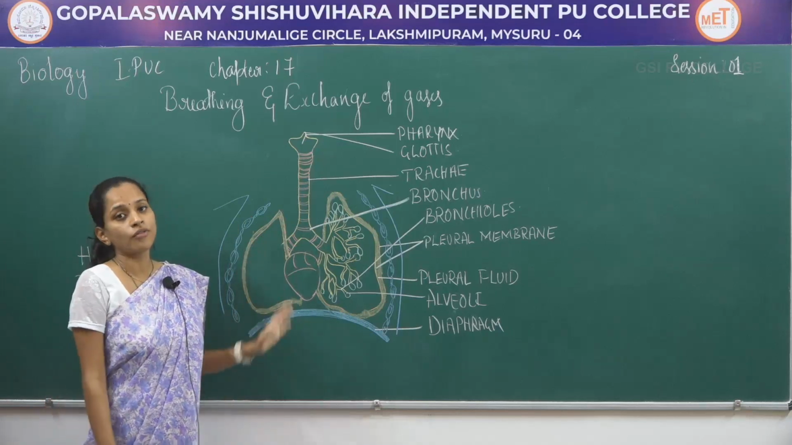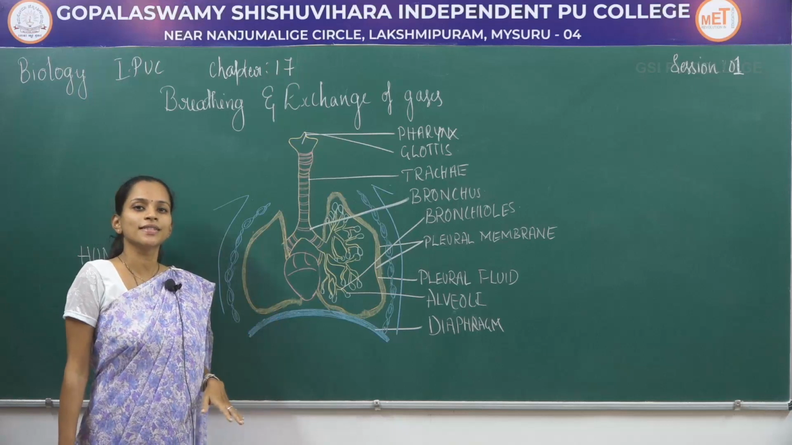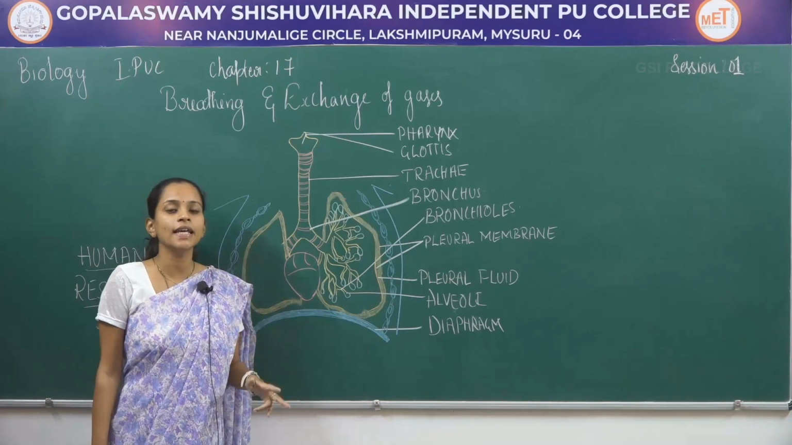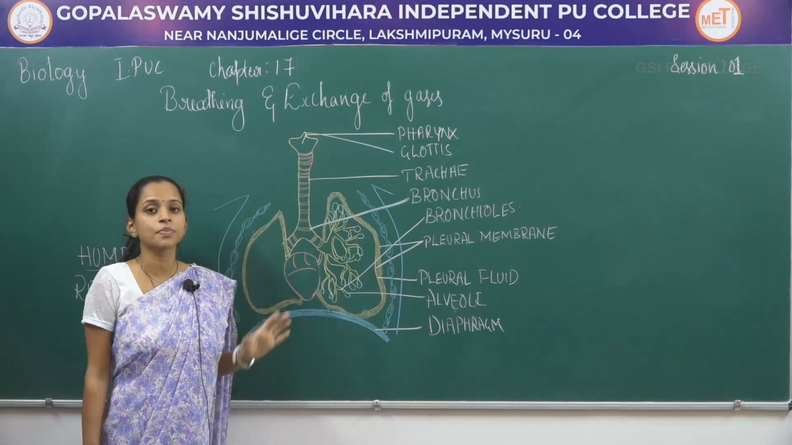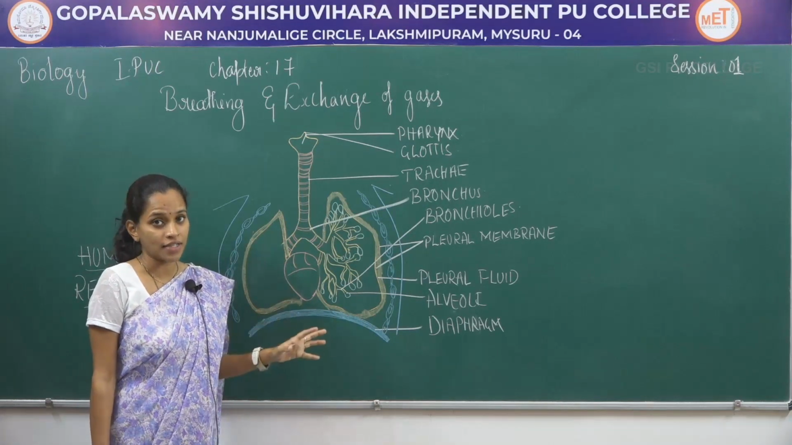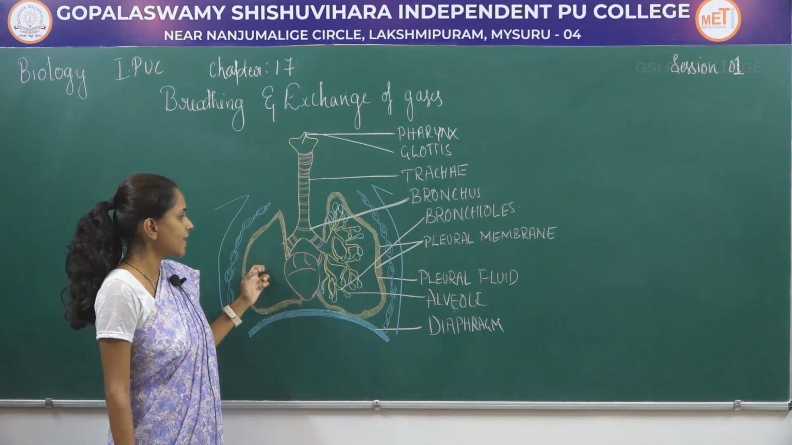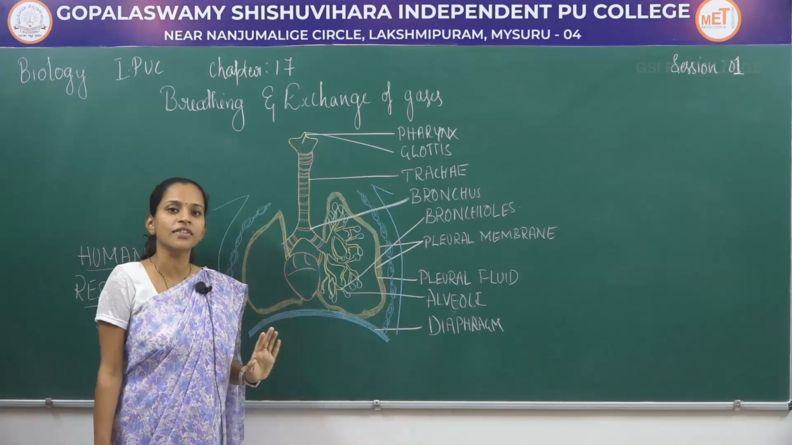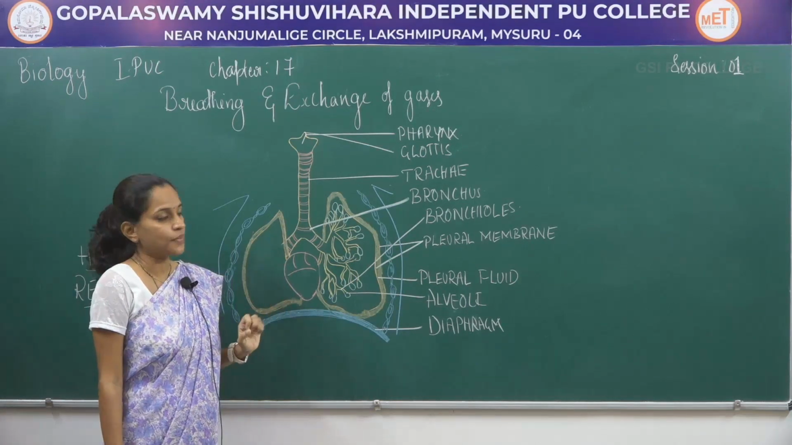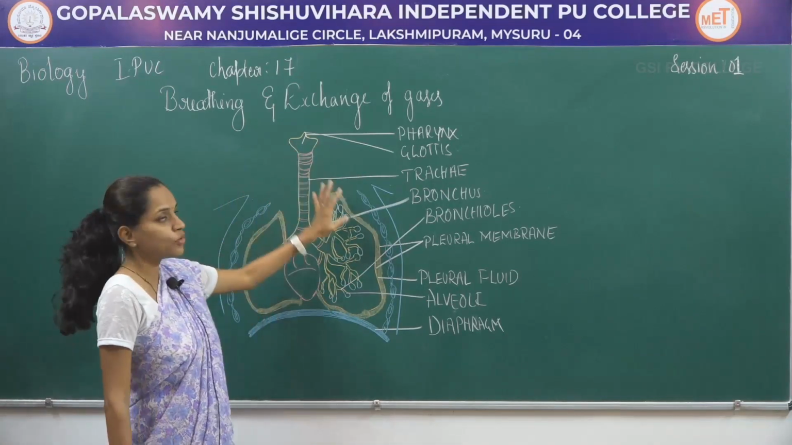So this is the diagram of a human respiratory system. When it comes to the human respiratory system, I told you that it involves a pair of lungs. This pair of lungs is present in the thoracic cavity, where the left lung is slightly smaller compared to the right lung. The reason is that the heart normally pushes the left lung a little bit to the left side. Now we'll study the diagram.